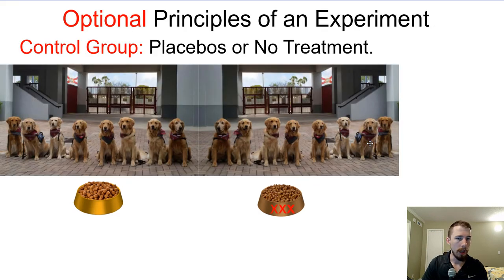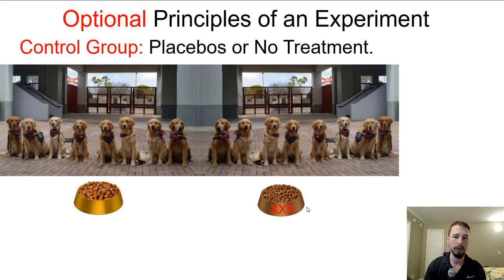Okay, moving on. Optional principles of experiments. So control group, placebos, or a no treatment group. The whole point is, we can't just give everyone the Tresaquis dog food because we need to have something to compare it against. So what if the general population, everyone, was developing liver cancer, and it didn't have anything to do with the Tresaquis dog food? We would need something else to compare it against.